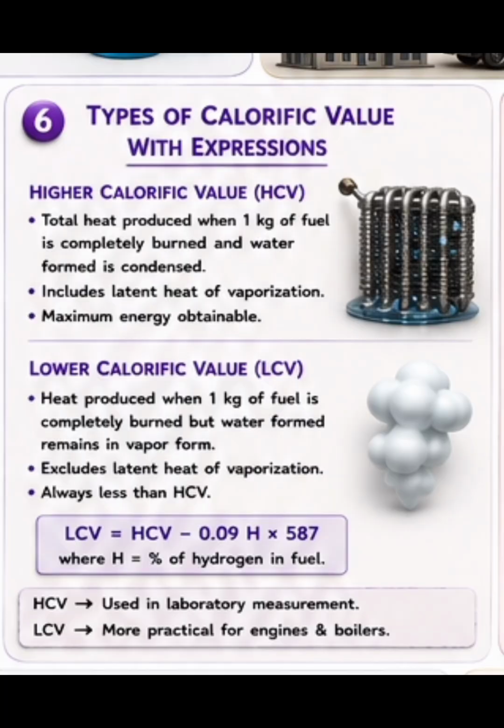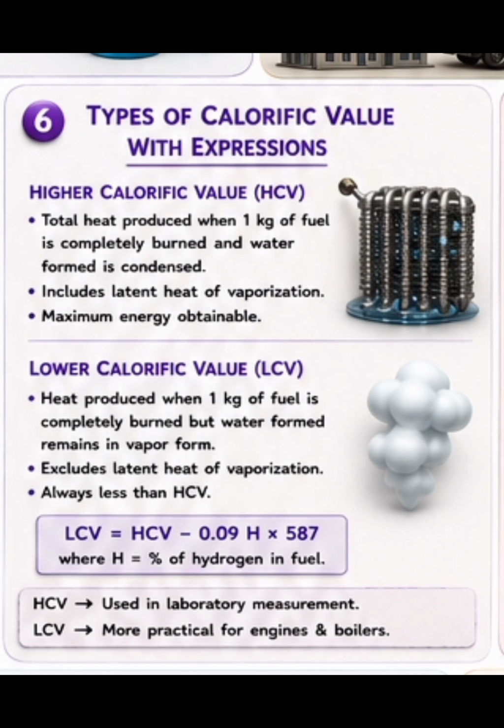There are two types of calorific value. The first is higher calorific value, also called HCV. It is the total amount of heat produced when the fuel is completely burned and the water formed during combustion is condensed. It includes the latent heat of vaporization and represents the maximum energy that can be obtained from the fuel. The second is lower calorific value, also called LCV.